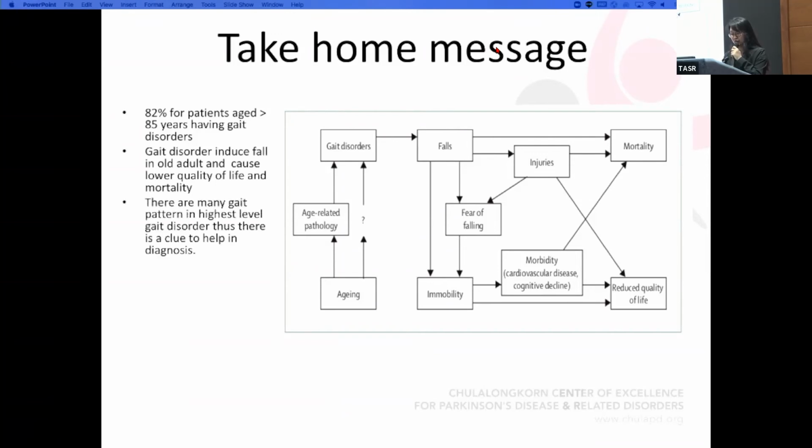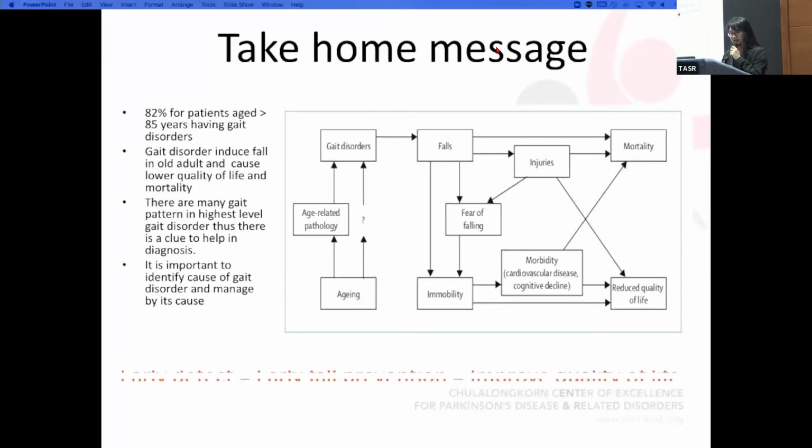Thus, there are clues to help differentiate or diagnose the subtype. This is very important to identify the subtype and manage by its cause, because it can help in fall prevention. Last but not least, I would like to remind you that early detection of the cause of gait disorders can help in fall prevention and promote better quality of life for patients.